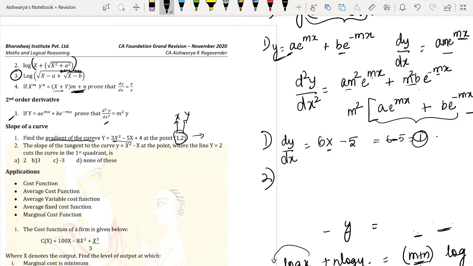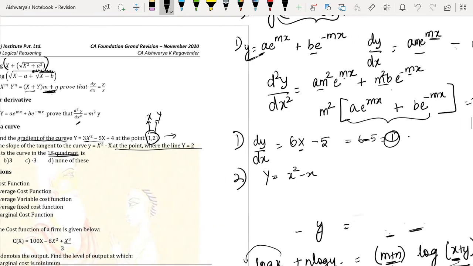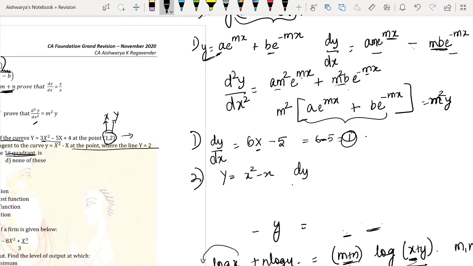Coming to the second question. The second question, again the slope of the curve, y is equal to x square minus x. You are going to find at a point where y is equal to 2, it cuts in the first quadrant. This is the question. At a point where the line y is equal to 2 cuts the curve in the first quadrant, you are going to find dy by dx. So again, when you differentiate, you will get 2x minus 1.